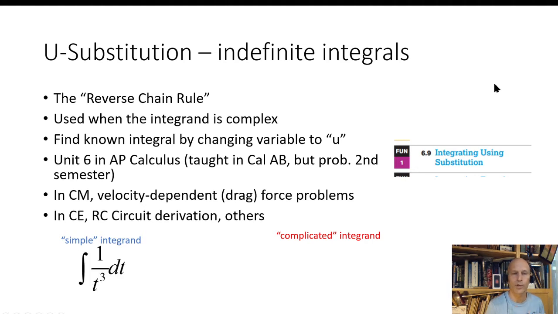So here's an example of a simple integrand. If we look at this, we can see that if we integrate that, we're going to get negative 1/2 times 1 over t squared. We can just do that in my head because it's a very common integral with a simple form.